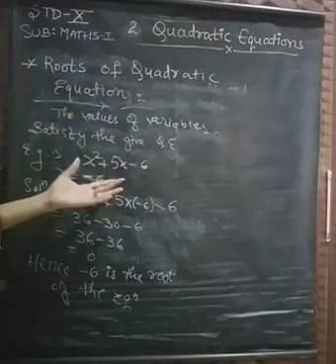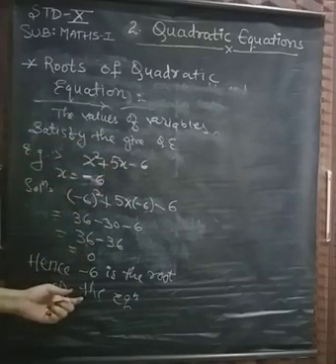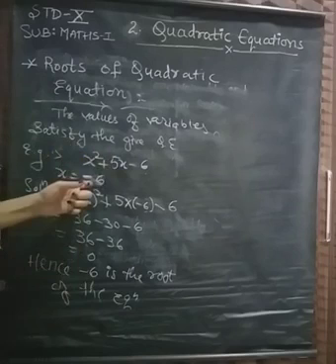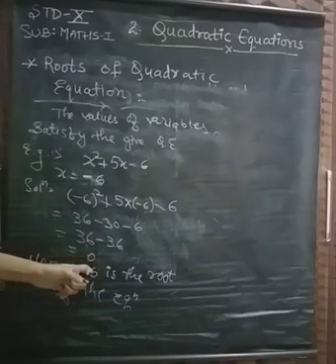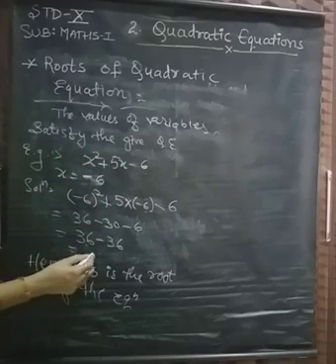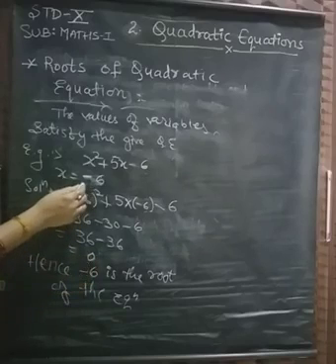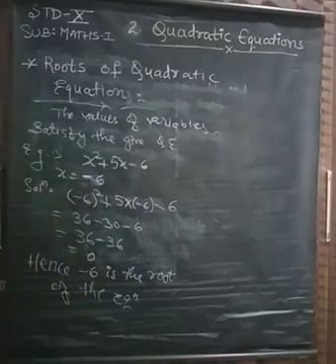So this is how we check whether the given value of the variable satisfies the given quadratic equation or not. If it is satisfying the quadratic equation, it means after substituting the value, your answer should be equal to 0. If you are getting the answer equal to 0, it means this value is a root of the quadratic equation. Clear? I hope you all understood.